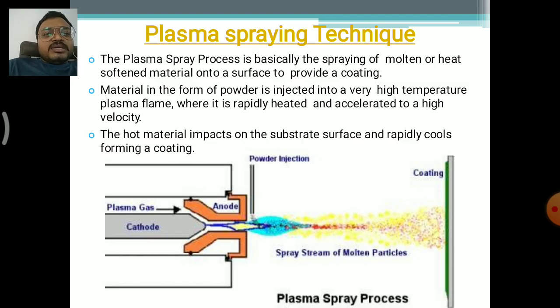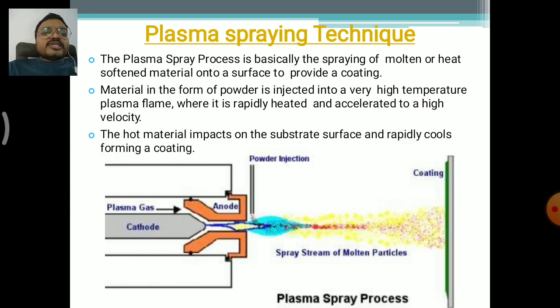Next one is the plasma spraying technique. So plasma spraying technique is the basic process used for the production of FGM. So in this plasma spraying process, the spraying of molten or heat softened material onto a surface to provide a coating type material. So to produce a shield for the surface material, we are using the spraying process, that is the molten metal or heated metal. Heated metal is used as the layer for shield.